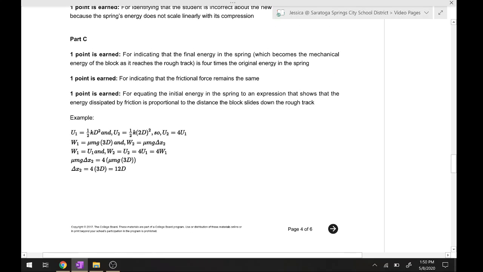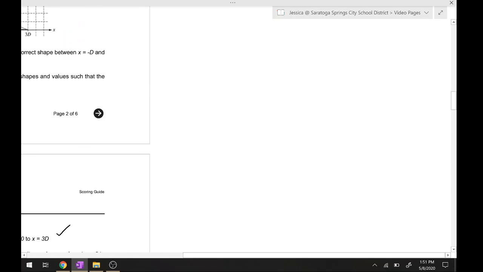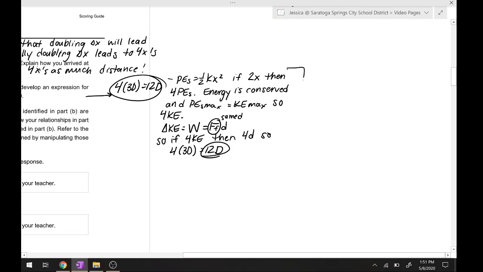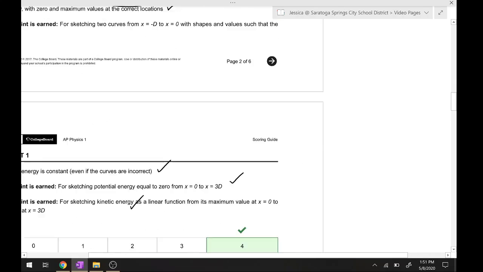Okay, so C, we get 1 point for indicating that the final energy of the spring is 4 times as much. So I did that. For indicating that the frictional force is the same, I did that. For equating the initial energy of the spring to an expression that shows that the energy dissipated by friction is proportional to the distance the block slides. So that's what I did, or was attempting to do, when I was talking about this here. I was showing the connection between this spring potential energy and this final distance here.